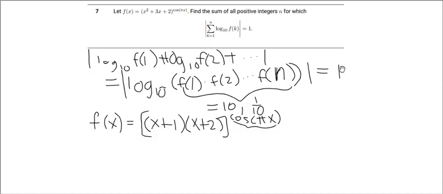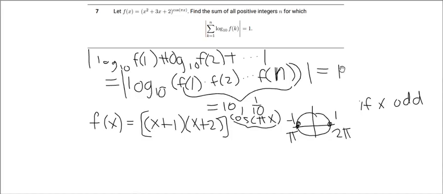And as we keep going, we see that all odd numbers of x will give you negative 1, and all even numbers give you positive 1. So if x is odd, then the exponent is negative 1. If x is even, then the exponent is positive 1.